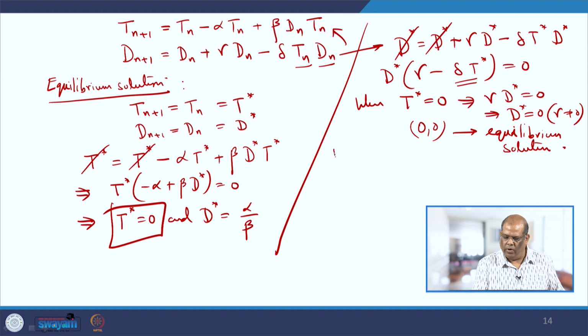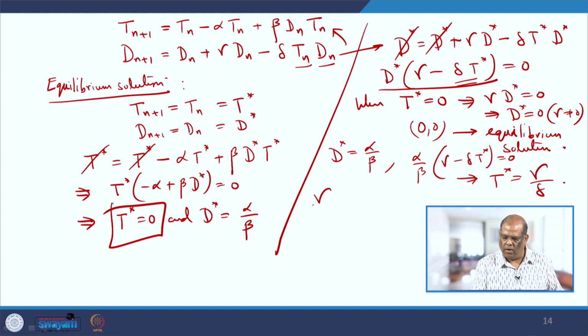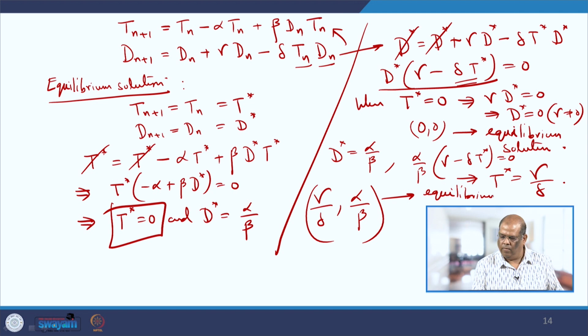And when we put d star equal to alpha by beta, we get from here alpha by beta into gamma minus delta t star equal to 0, which implies t star equal to gamma by delta. So gamma by delta and alpha by beta is another equilibrium solution.